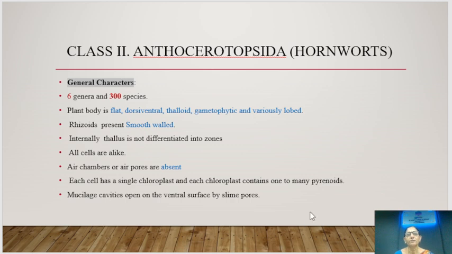The second class of bryophytes is known as Anthocerotopsida, or it is also known as the hornworts. If you see the general characters, it consists of 6 genera and 300 species. The plant body is flat, dorsiventral, thalloid, gametophytic and highly lobed. The rhizoids that are present in the plant body are smooth-walled, and the thallus is not differentiated into zones. All the cells that are present within the thallus are similar, and the air chambers or air pores are absent.